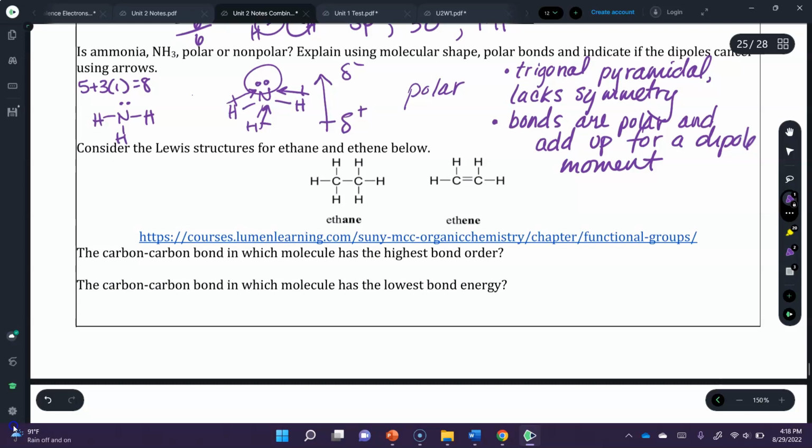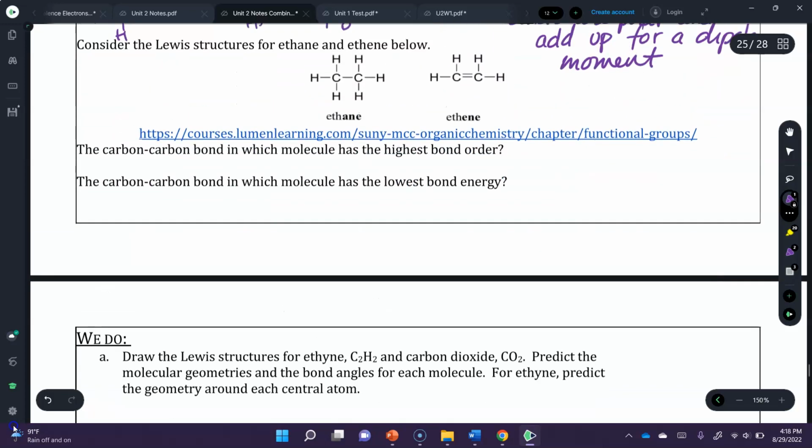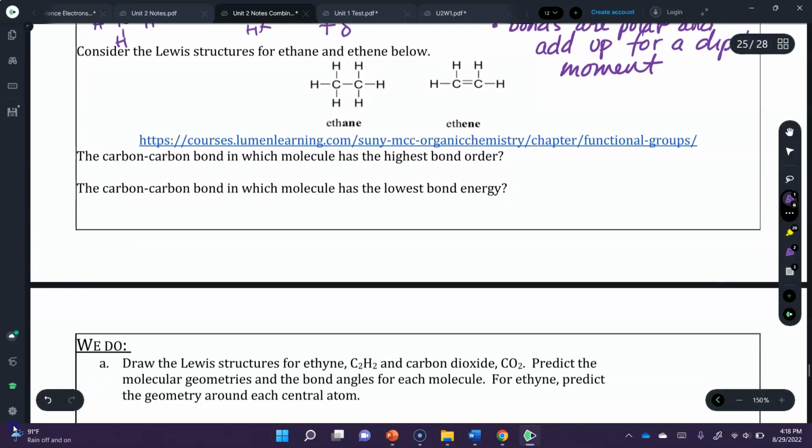Okay, so then now we have our next example. Consider the Lewis structures for ethane and ethene below. The carbon-carbon bond in which molecule has the highest bond order? So we look at this, and this is a double bond which has a bond order of 2, and this is single, so that is a bond order of 1. So that would be the C double bond C in ethene.